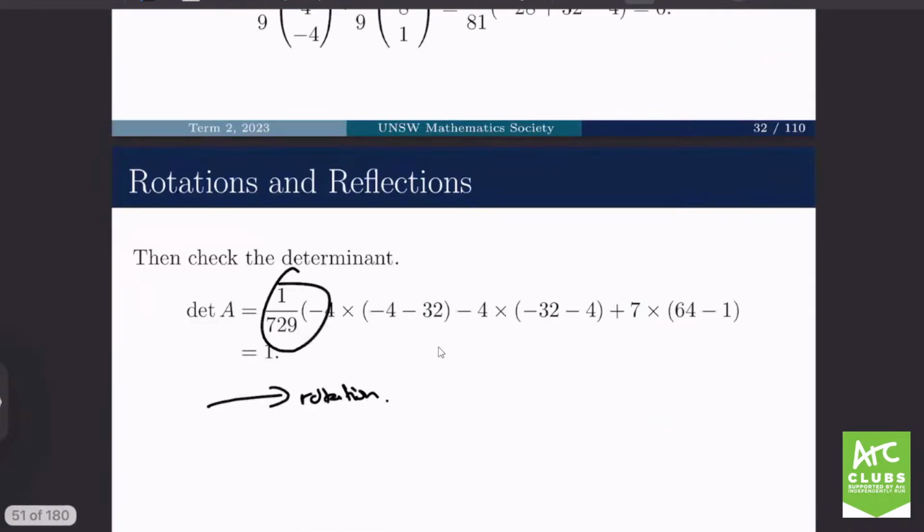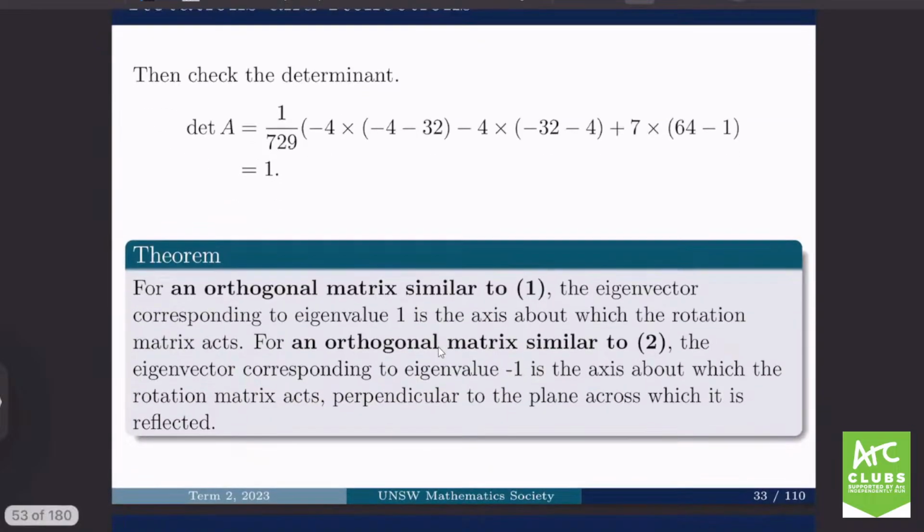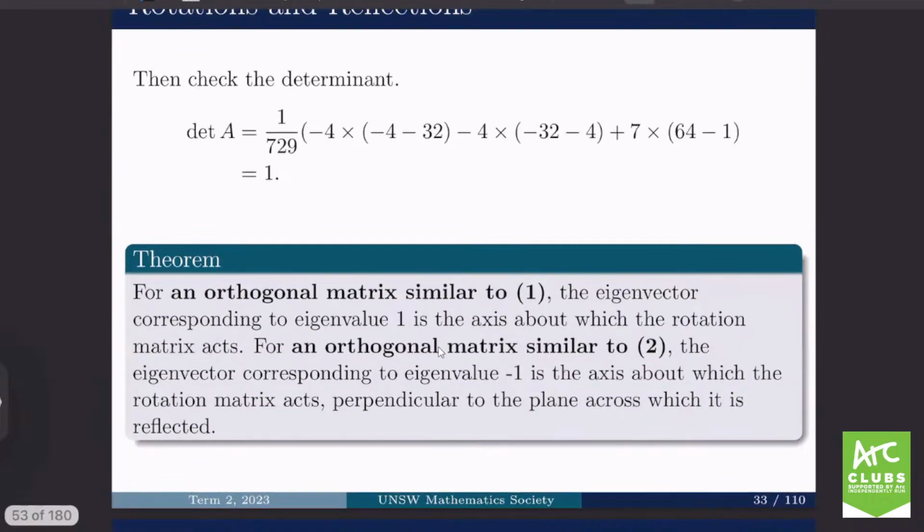So about what axis is it rotating? Now, to find the axis of rotation, let's look at this theorem. For an orthogonal matrix similar to the rotation matrix, the eigenvector corresponding to eigenvalue 1 is the axis about which the rotation occurs. The reason is that we're finding some vector that is invariant under the rotation. It points in the exact same direction, and further, its length hasn't been scaled. So this must be the axis of rotation. If we're rotating about this axis, you can see that the vector will remain invariant under the rotation, which is exactly how eigenvectors are defined.